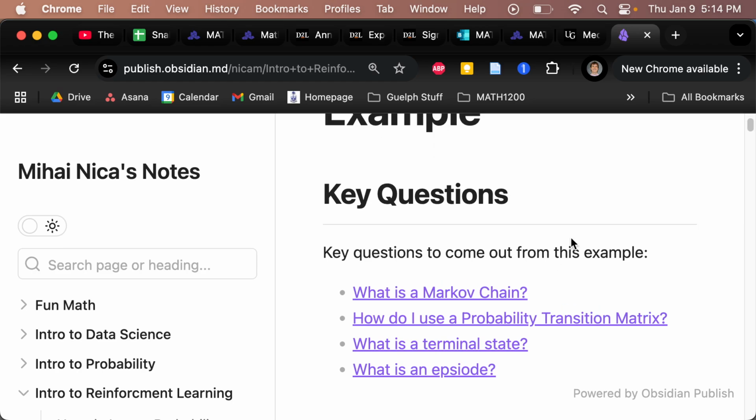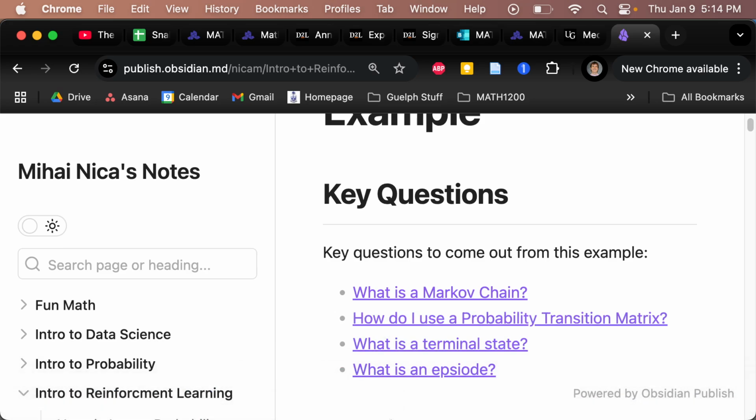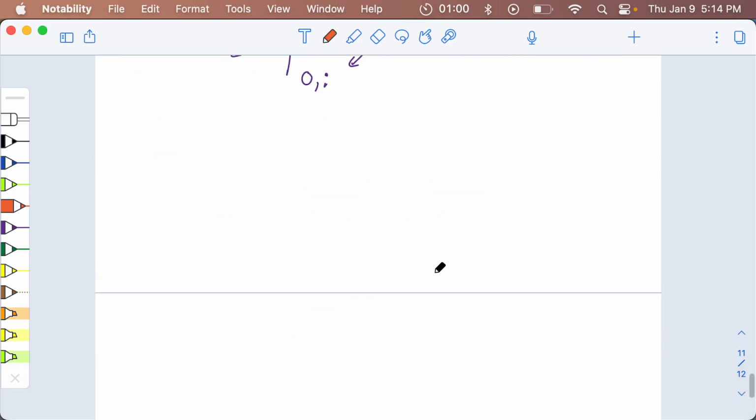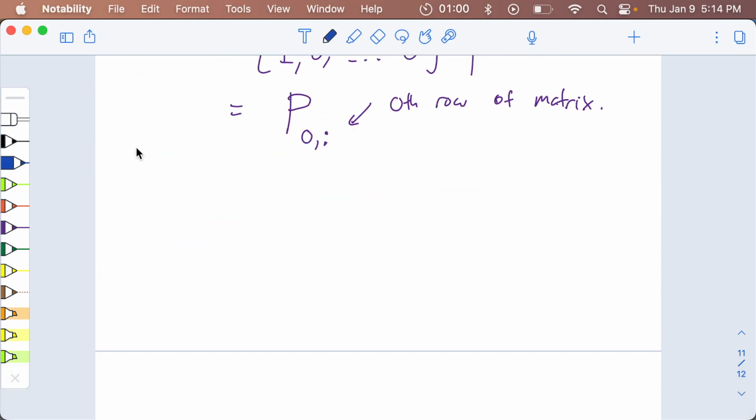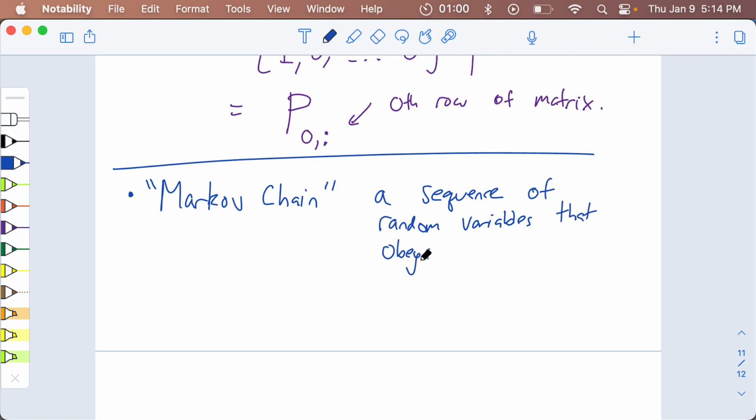What is a Markov chain? A Markov chain is the name for this kind of thing that we have just done. The snakes and ladders is the perfect example. Let's write down these definitions, just to wrap everything up. So when someone says Markov chain, it just means a sequence of random variables that obeys the Markov property.